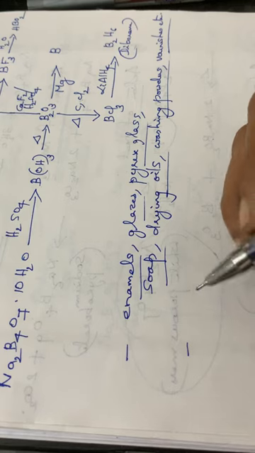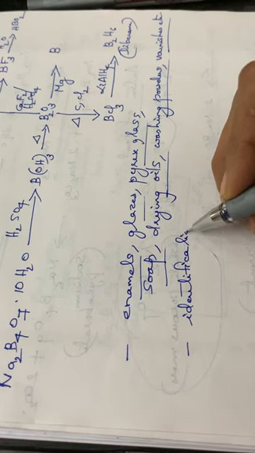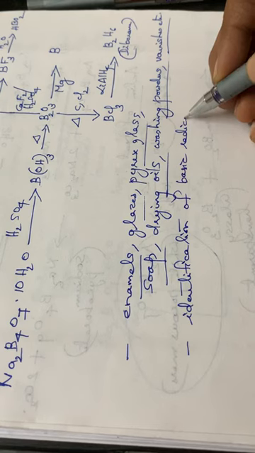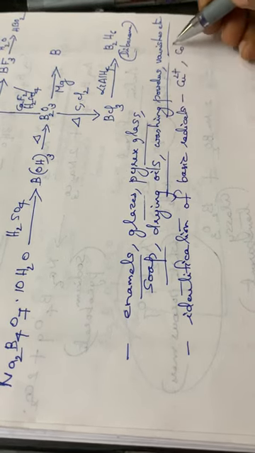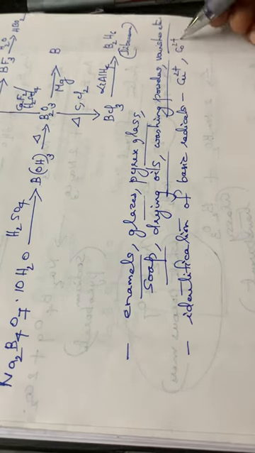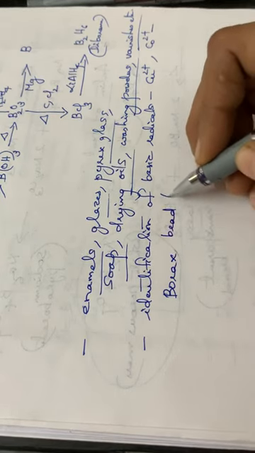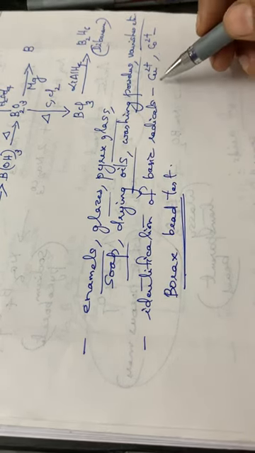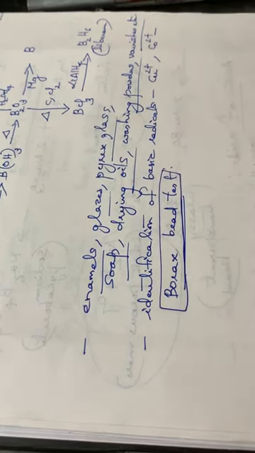Then the next one, this borax is used in the identification of basic radicals, like copper ion Cu2+, cobalt Co2+, etc. The test is called the borax bead test. Identification of basic radicals like Cu2+ and Co2+, and the test is named the borax bead test.